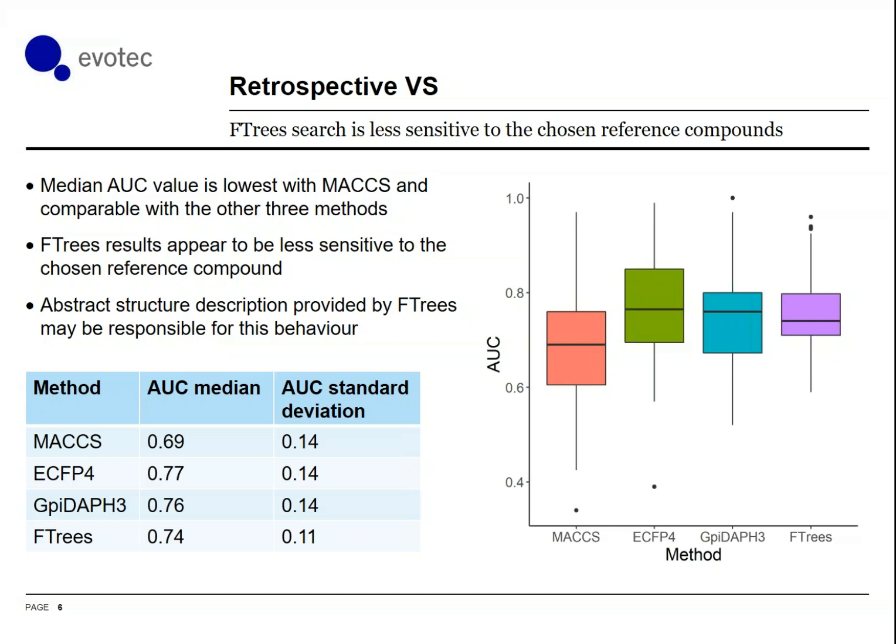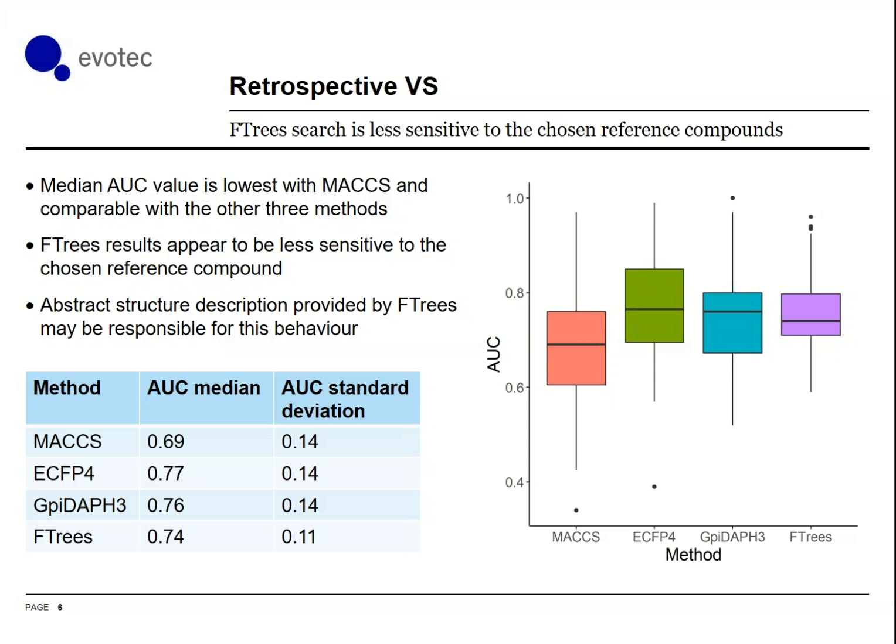But an interesting feature that I have noticed was that the interquartile range in the box plot for FTrees seemed to be shorter. I have also calculated the standard deviation for these values, and I have seen that for FTrees I have the lowest standard deviation. I think this is interesting because it suggests that the results of the individual virtual screening runs tend to vary less depending on the specific reference chosen for that run.